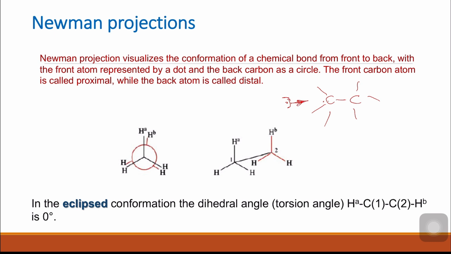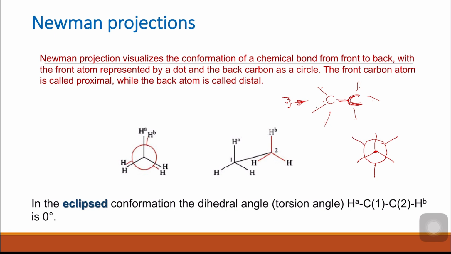So this is the front one. We will represent it with a dot, and all these three atoms will be represented like this. So the back carbon, the other one, will be represented with a circle, and the three hydrogens here will be represented on this circle.